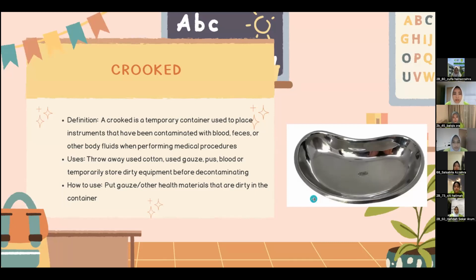Next is crook. Definition: a crook is a temporary container used to place instruments that have been contaminated with blood, feces, or other body fluids when performing medical procedures. Uses: to throw away used cotton, used gauze, pus, blood, or temporarily store dirty equipment before decontaminating. How to use: put gauze or other dirty materials in the container. Next.